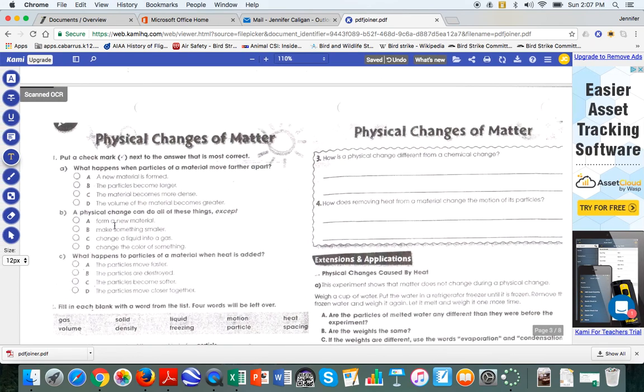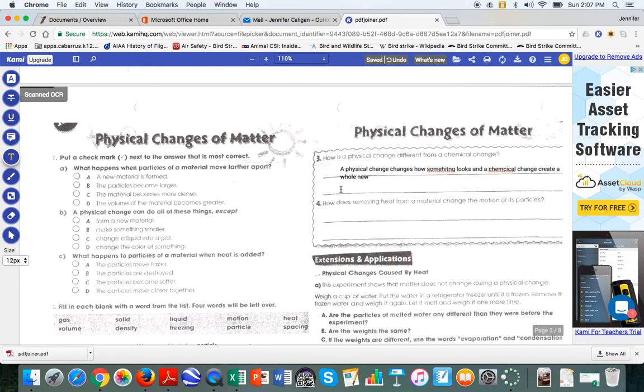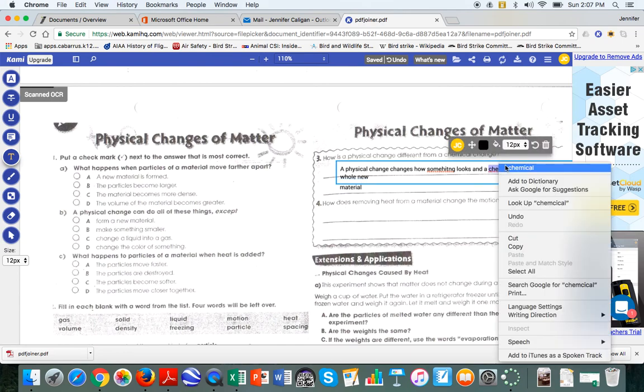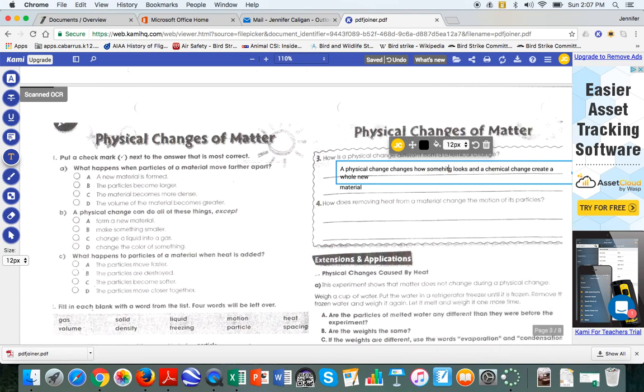How is a physical change different than a chemical change? So, a physical change changes how something looks, and a chemical change creates a whole new material. Sorry, it's letting me know that I misspelled chemical. That's fascinating. I was going too fast. Y'all know what it's supposed to be though, right?